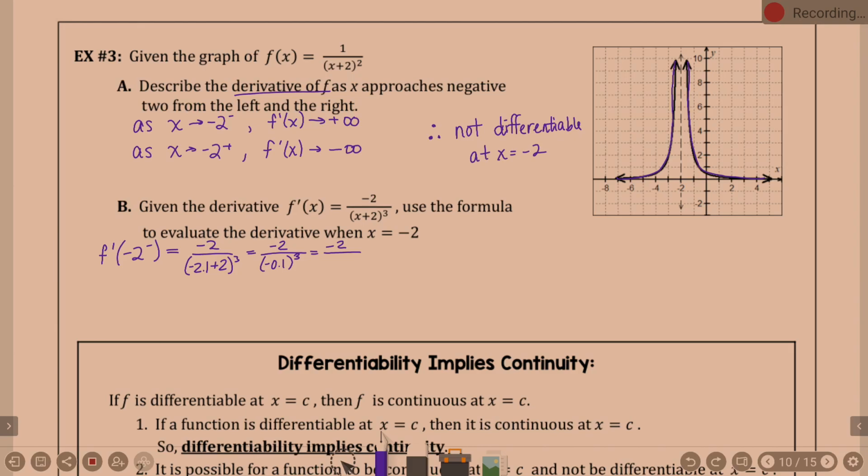So when we do -0.1 cubed, first of all, what is a negative when you cube it? Still negative, right? Three negatives is going to be a negative. 0.1 when I cube it, well, 1 times 1 times 1 is 1. How many numbers after the decimal? 3. So 0.001.